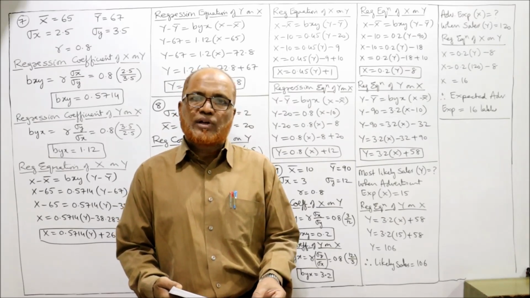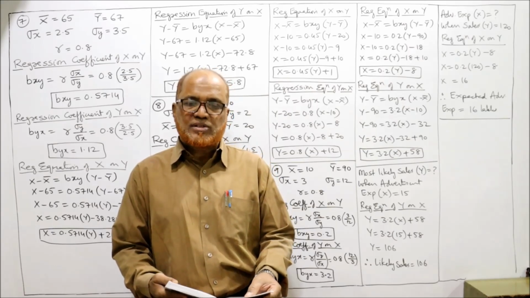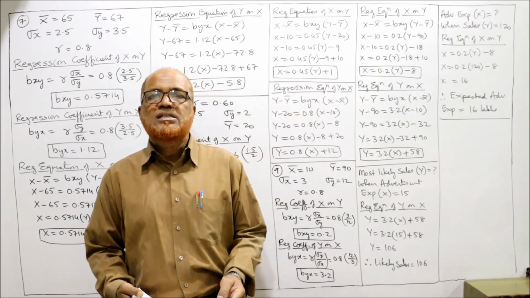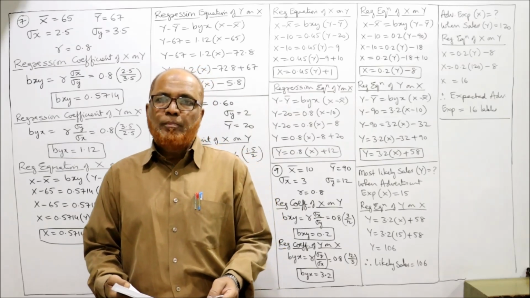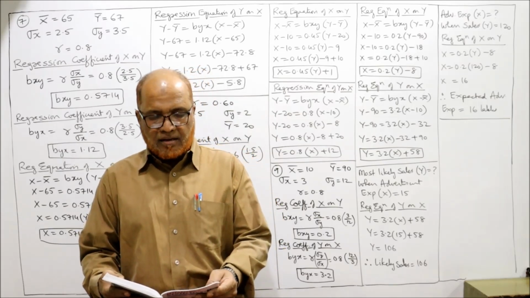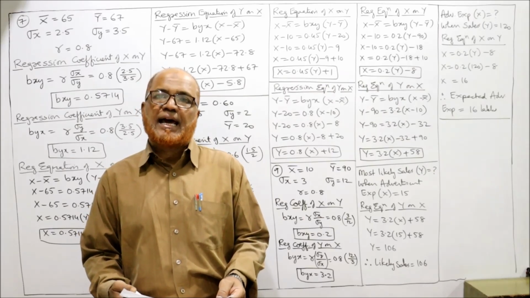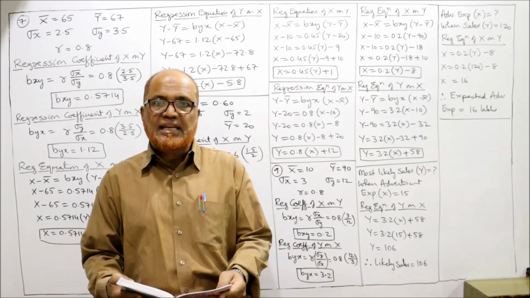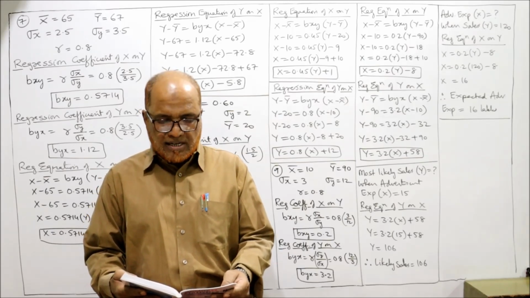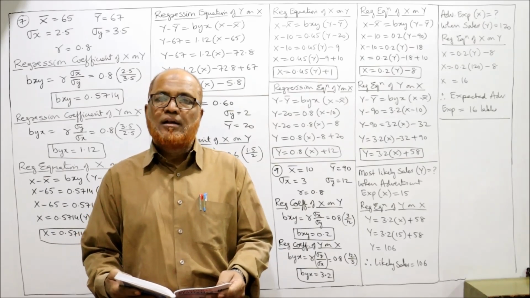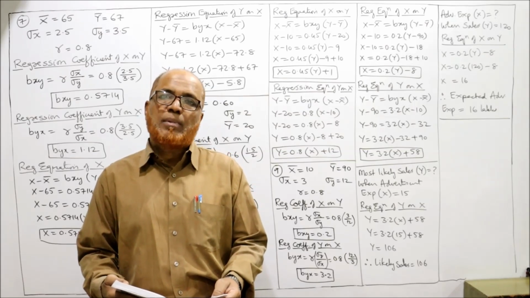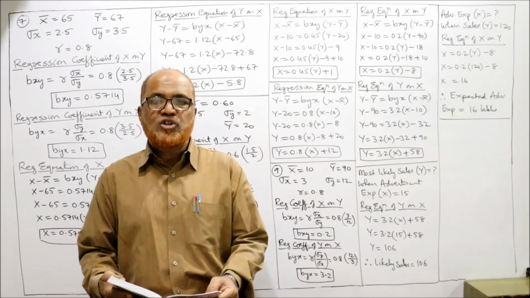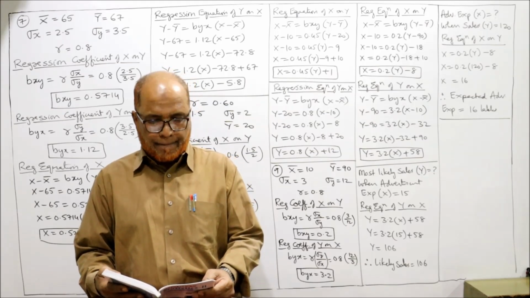The problem itself denotes X as advertisement expense and Y as the sales, rupees in lakhs. Mean value, that is, X bar and Y bar: the mean of advertisement is 10 lakh and the mean of sales is 90 lakhs. And the standard deviation of advertisement is 3 lakhs and the standard deviation of sales is 12 lakh. So we are given sigma X and sigma Y. Sigma X is 3, sigma Y is 12. Correlation coefficient R is 0.8.